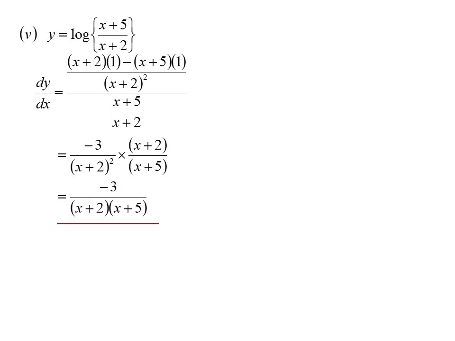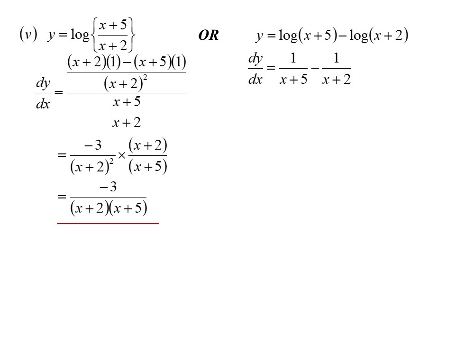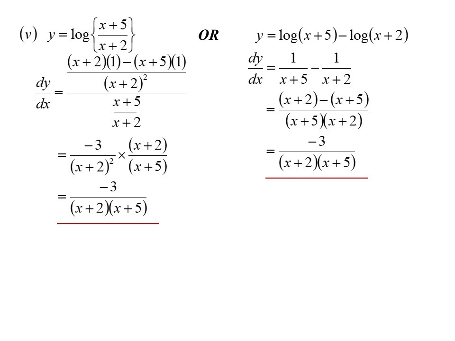That one, maybe it is a good idea to use our log laws. We can split that into 2 nice easy derivatives to find. 1 on x plus 5 minus 1 on x plus 2. Bit of algebraic fraction work. Which one? Yeah, I probably tend to think the second one's easier as far as potential mistakes. You know what I mean? When you start getting fractions on fractions. But either way, I mean, it works.